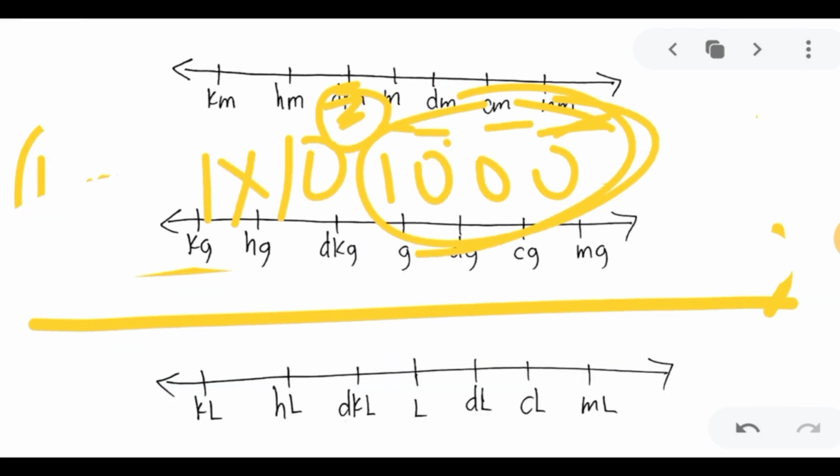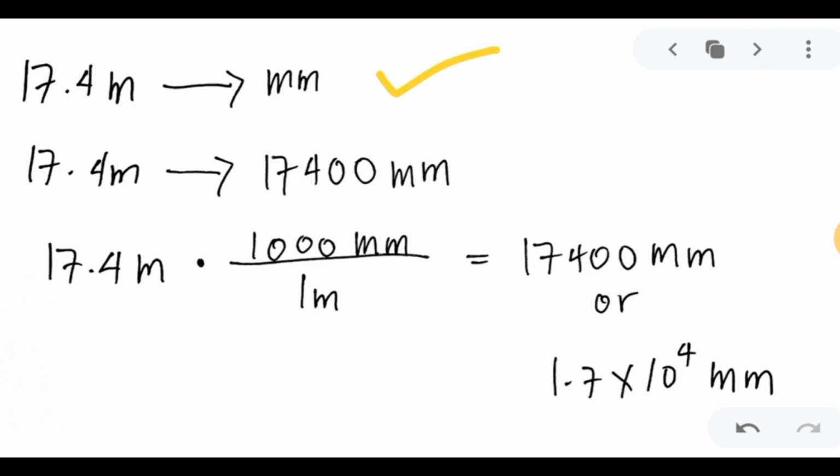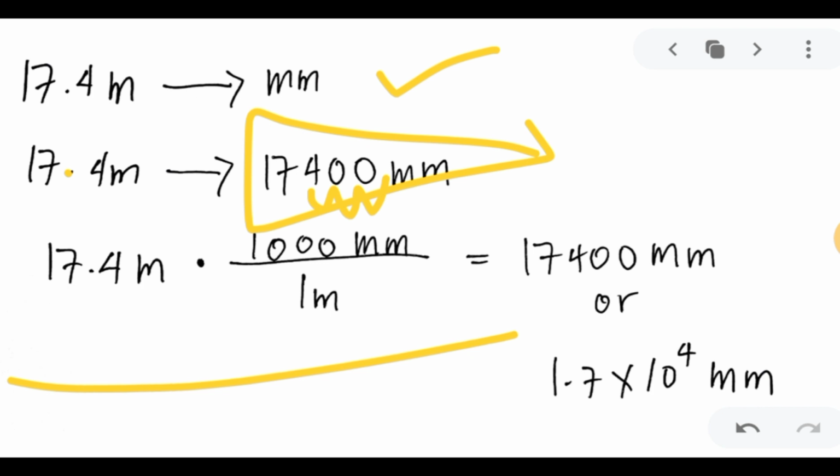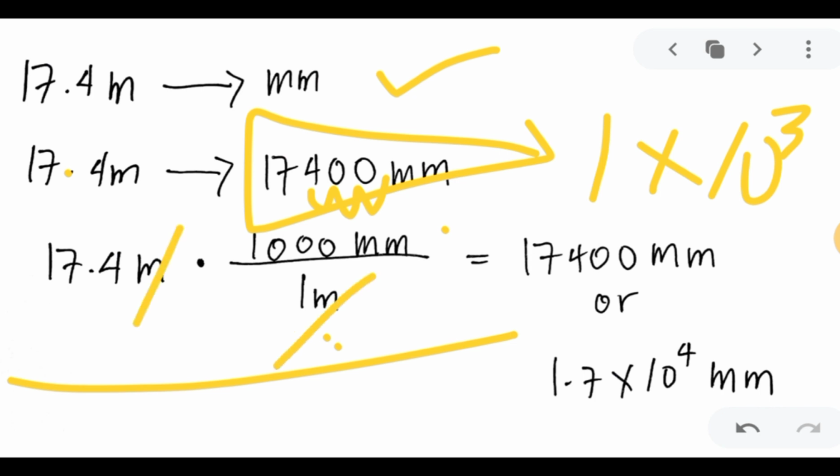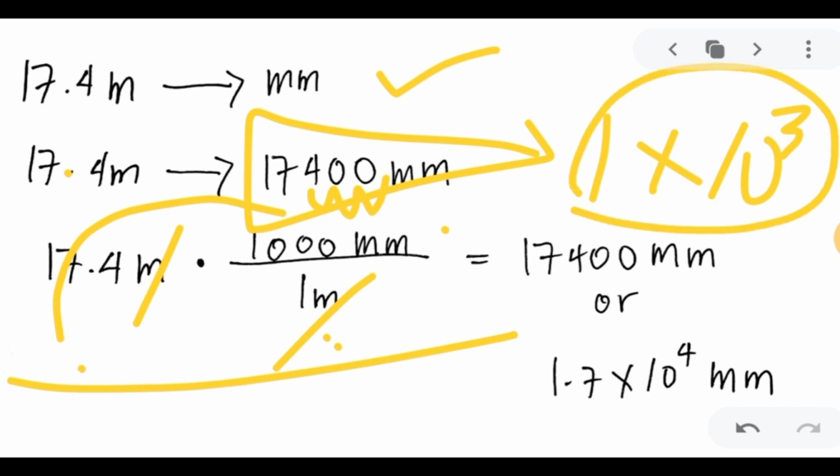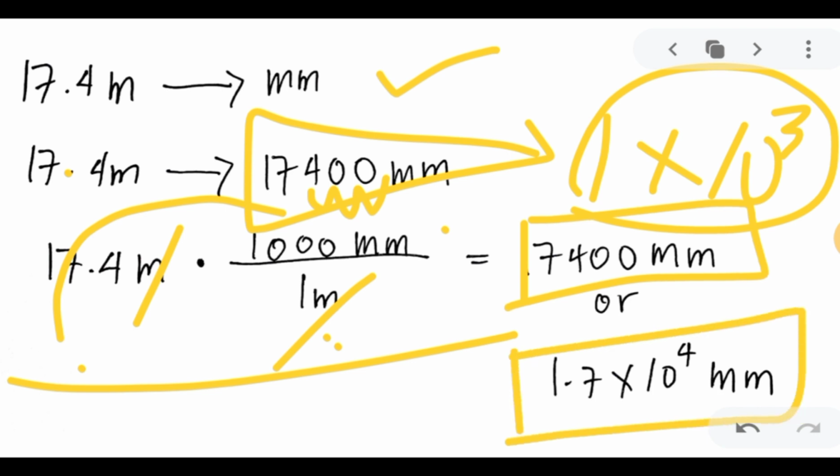Okay? So, let us proceed. Then, move ka ng 3 from here. So, that is 1, 2, 3. The answer is 17,400 millimeter. Or pwedeng ang conversion ay ganito. 17.4 meter multiplied to 1,000 millimeter over 1m, because in 1m we have again 1,000 millimeter, or 1 times 10 raised to 3 millimeter. Same lang yan. So, cancel the meter unit, then multiply 17.4 times 1,000, or 17.4 times 1 times 10 raised to 3 millimeter. The answer is 17,400 millimeter, or 1.7 times 10 raised to 4 millimeter. Move ka lang. 1, 2, 3, then 4.